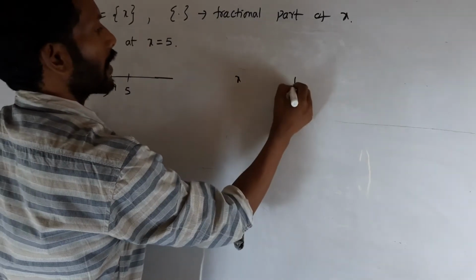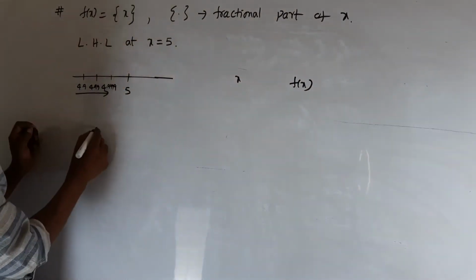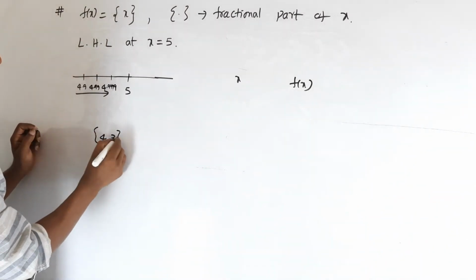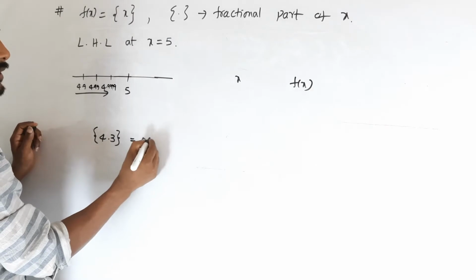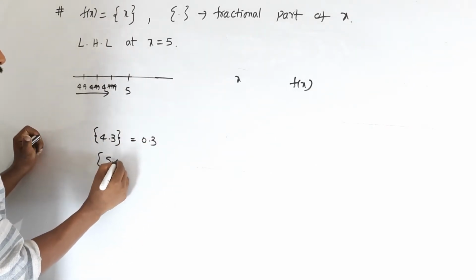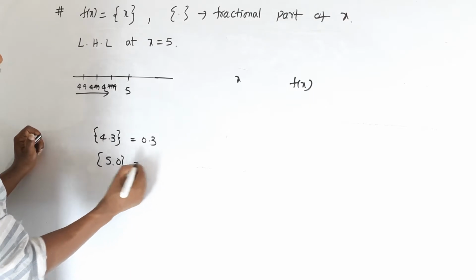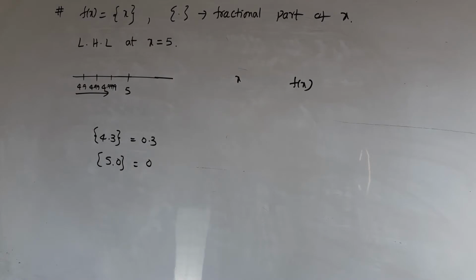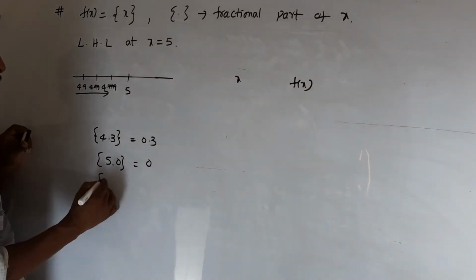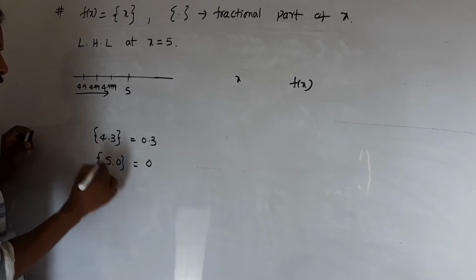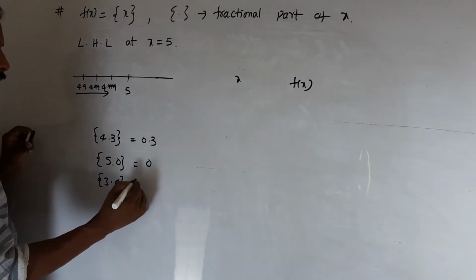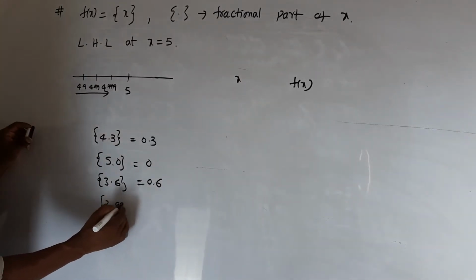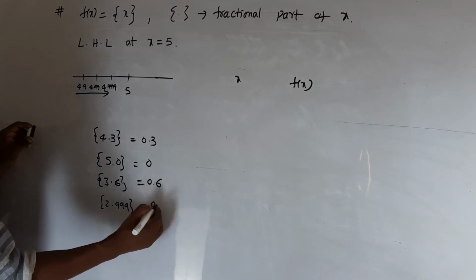Now x and f of x. Here f of x is the fractional part of x. 4.3 is a fractional part of x. So what is the answer? 0.3. 5.0, what is the fractional part? 0. So fractional part of 5.0, an integer, is 0. Now 3.6, here fractional part is 0.6. 2.9999, here fractional part of x is 0.9999.